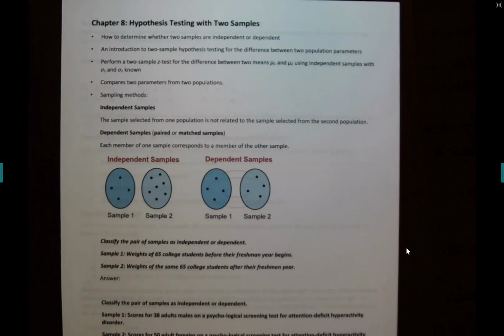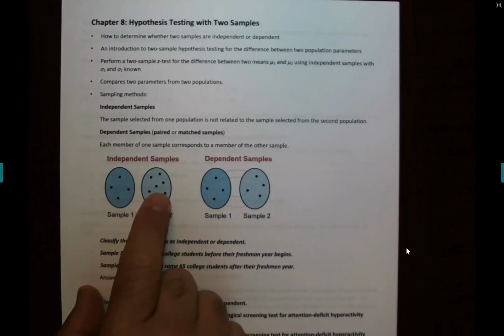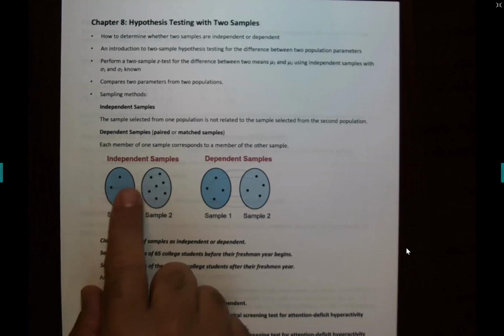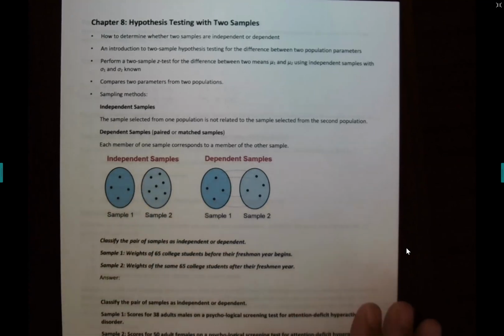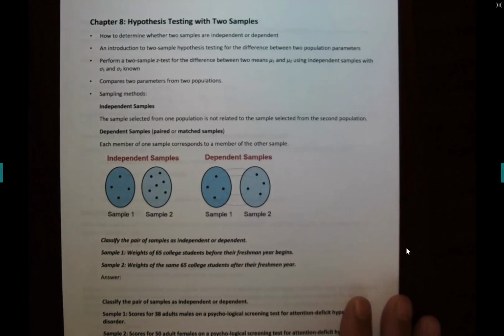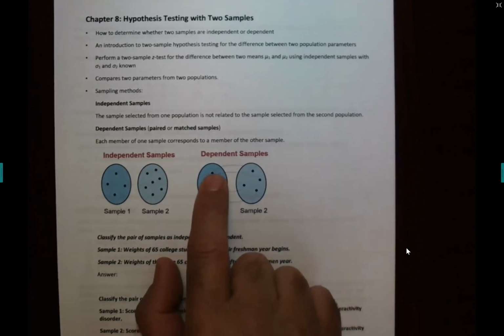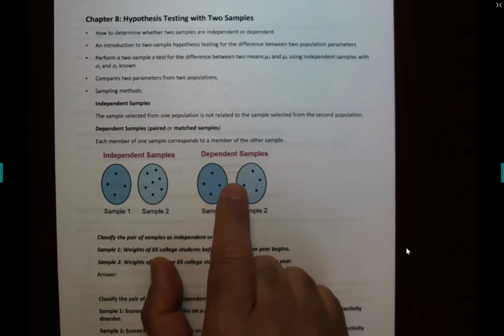Before I do that, I wanted to explain the difference between independent samples and dependent samples. We say that 2 samples are independent if the sample selected from one population is not related to the sample selected from the second population. This is an example, guys. You see, no relationship whatsoever. Now, 2 samples are dependent if each member of one sample relates to a member of the other sample. Watch this one, guys. The relationship. So if you can find relationships, then the samples are dependent. No relationships, the samples are independent.